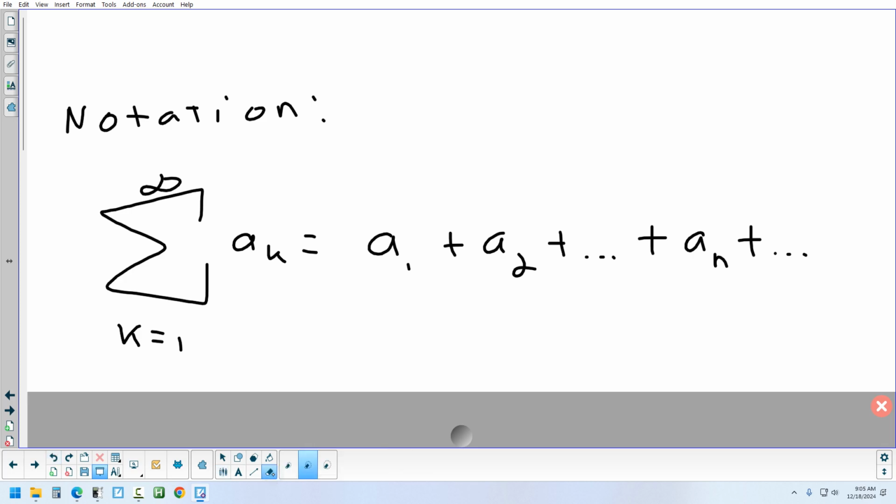The ones we did yesterday looked like this. That's finite because it stops. That's infinite. Any question on the notation of what you'll see when I ask you about an infinite series? That's what you'll see. And here you'll have a formula. Maybe it'll be like 2k plus 1.